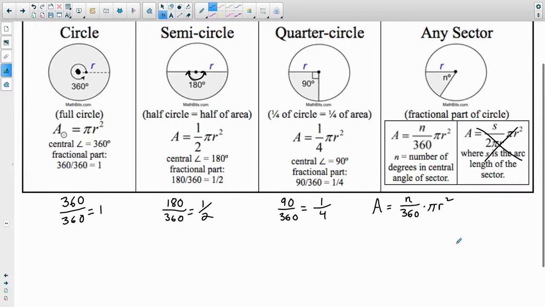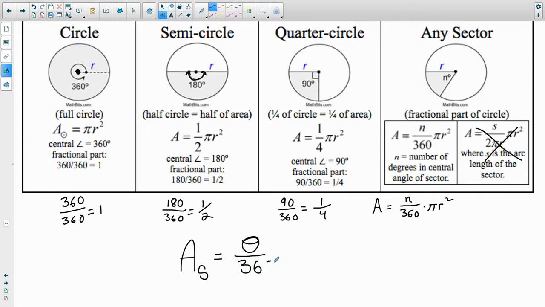Now, I like to write my sector formula like this. The area of a sector will always be equal to the central angle of the sector over 360.